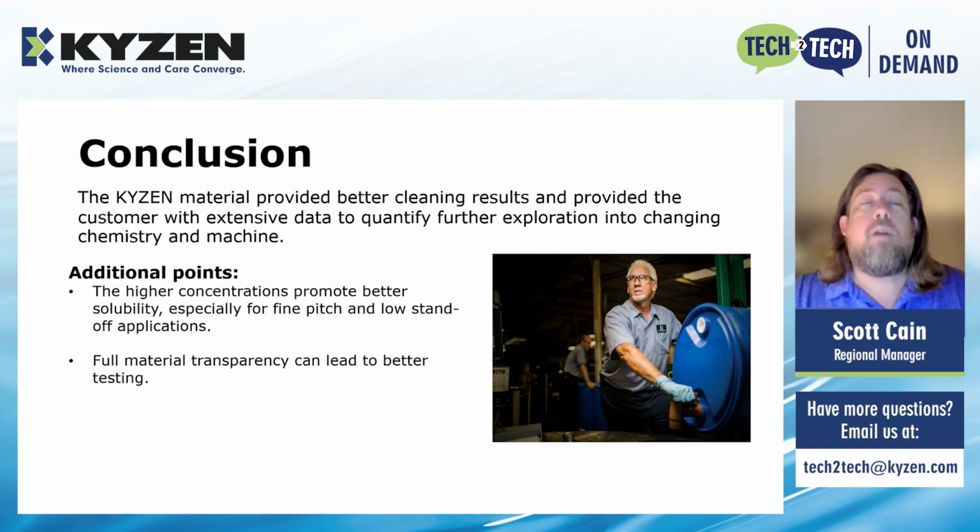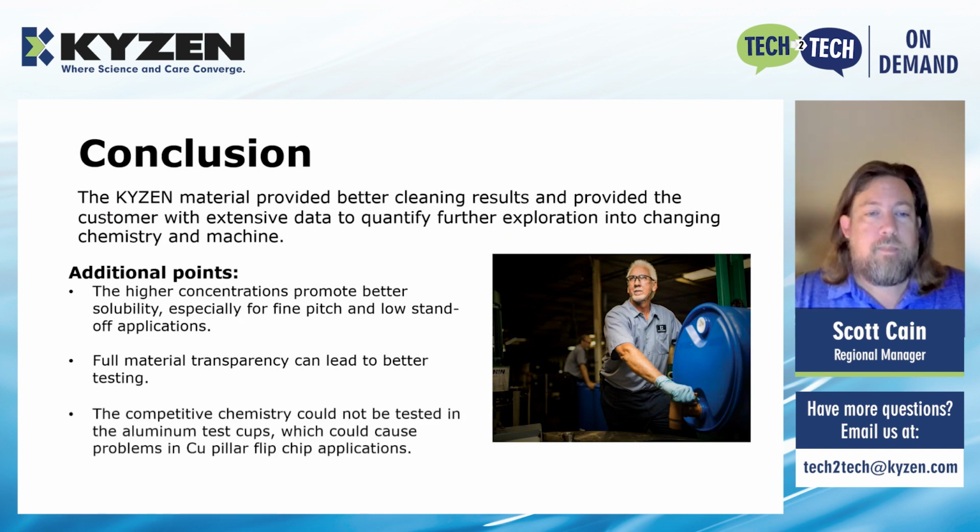And so the more information we know about what we're trying to clean or what we're trying to solubilize, that always helps us out in the long run. And they also found out that, as we talked about, the competitive chemistry could not be tested in the aluminum test cups, which would cause problems in the copper pillar flip chip applications. And they didn't know that going forward, coming into this application. And so knowing that information now helps them make a determination on what they're doing in their applications.